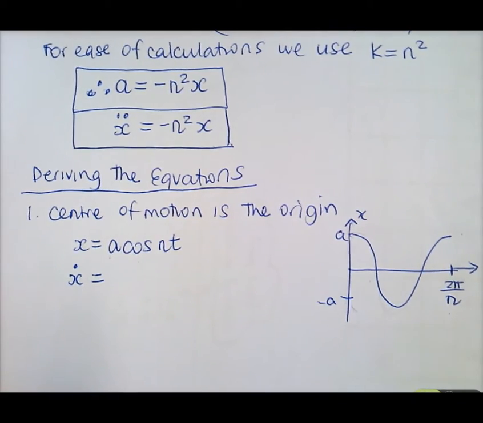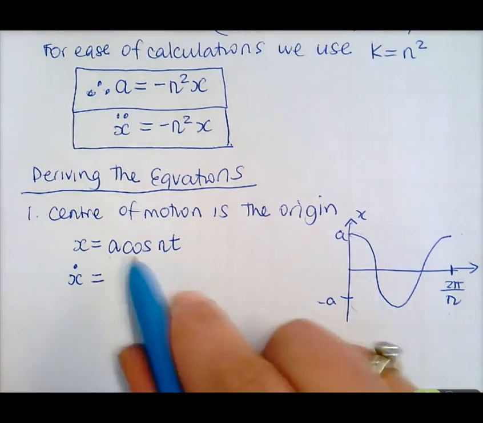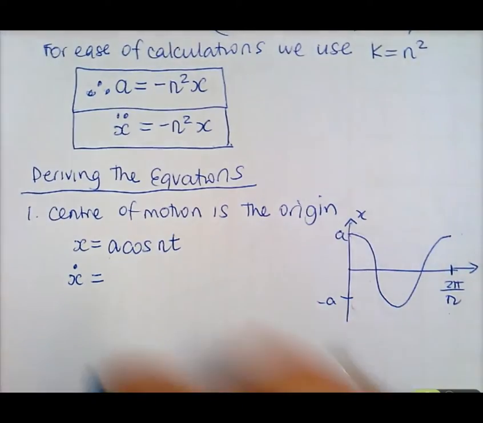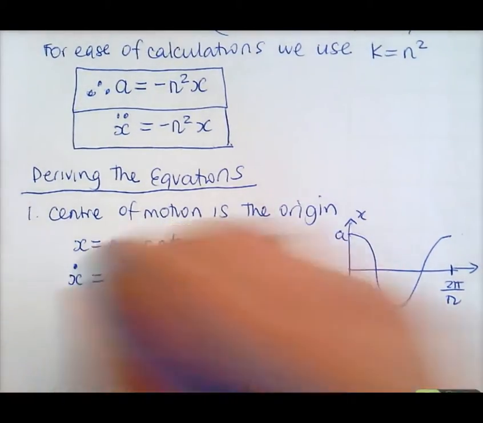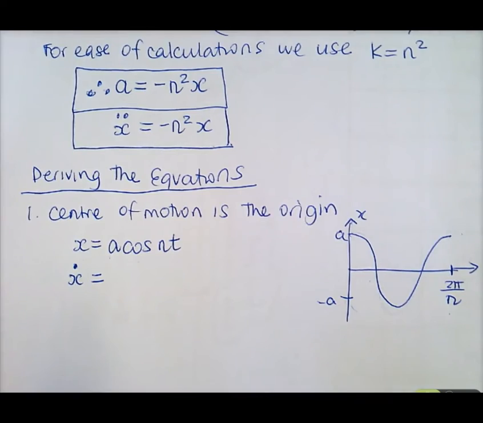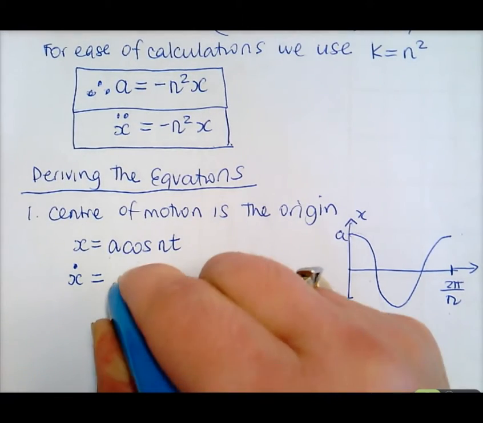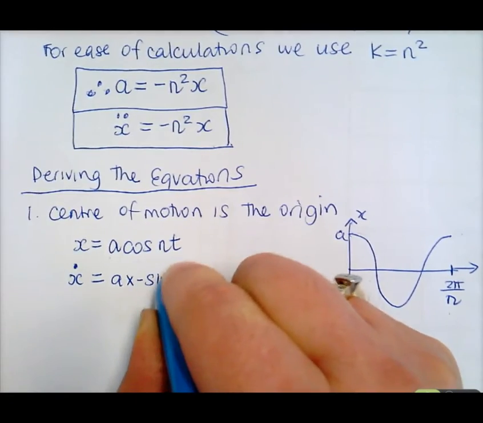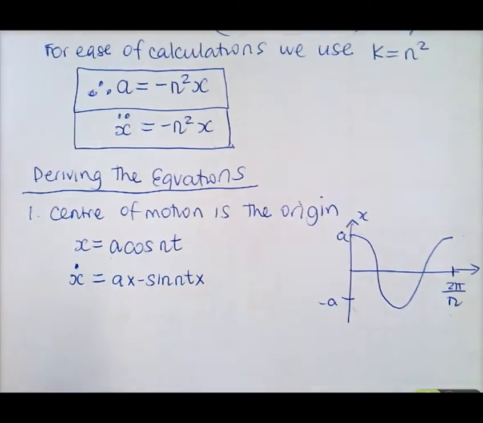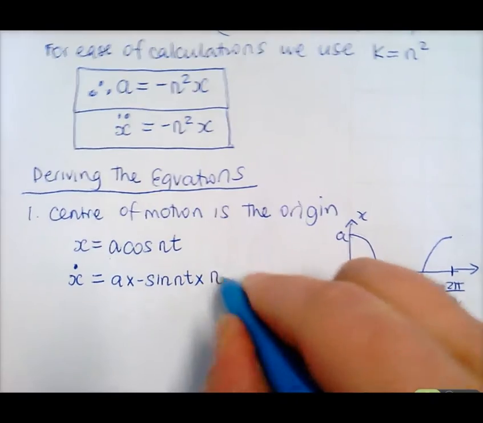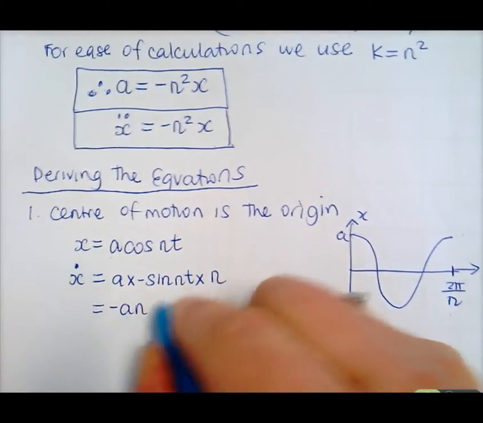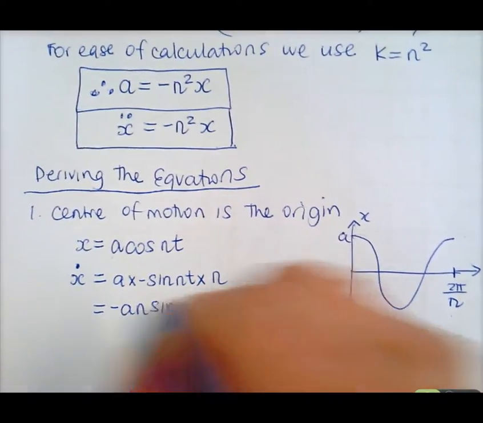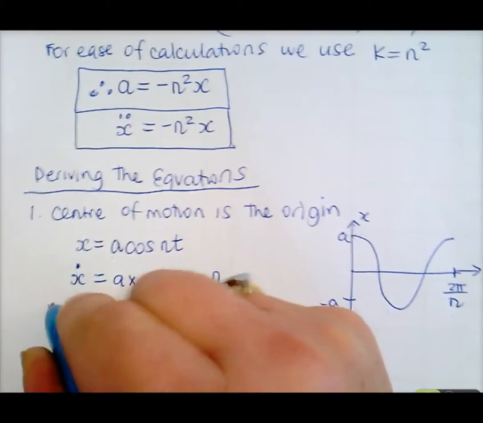So the period is 2 pi on n. Okay, so if x equals a cos nt, tell me what velocity, which is x dot, is. Differentiate. Differentiate cos, you get negative sine. So it's a times negative sine nt times, differentiate the nt, you get n. So it's negative an sine nt. That's what x dot or v is.